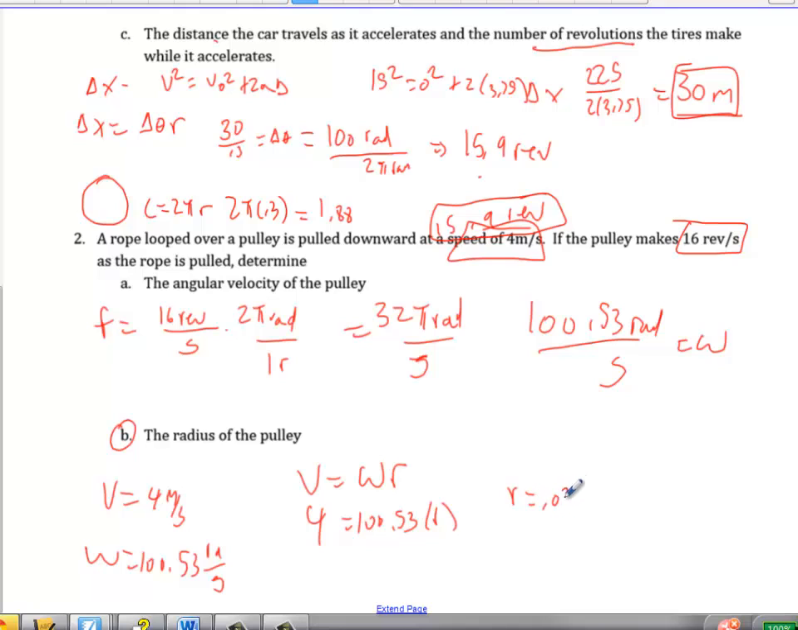and I get a radius of 0.039. R equals 0.0397 meters, or if you'd like, you could say about 3.97 centimeters. So pretty straightforward stuff. We're just using the kinematic equations to solve just like we would in a linear thing, only we're looking at angular things.